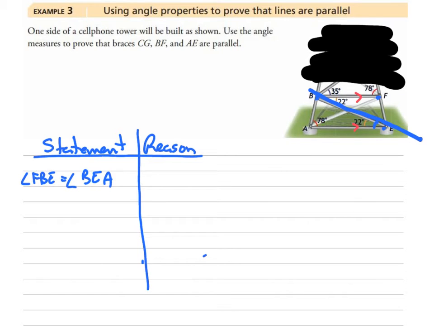So from that information, though, we can say that two lines are parallel. We can say that BF is parallel to AE, and the reason is that those two angles are alternate interior angles. And they're equal. And because alternate interior angles are one of the four ways that we can use to prove that two lines are parallel, we know that these two lines are parallel to each other.